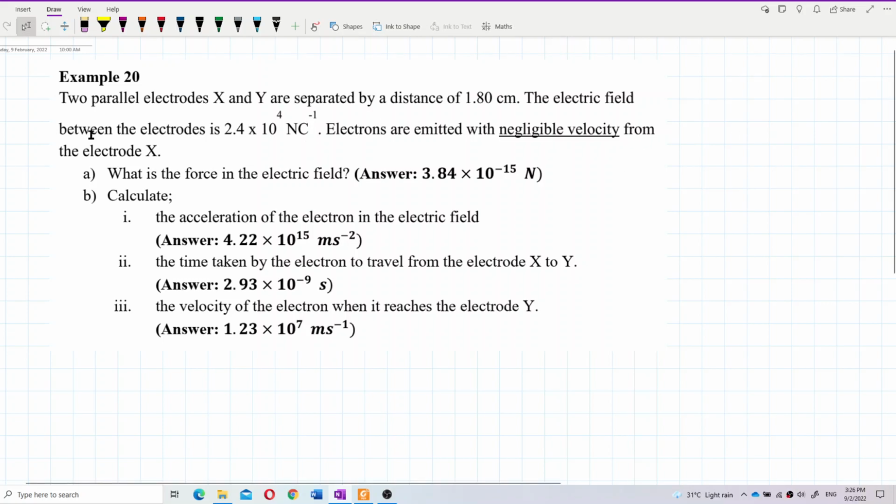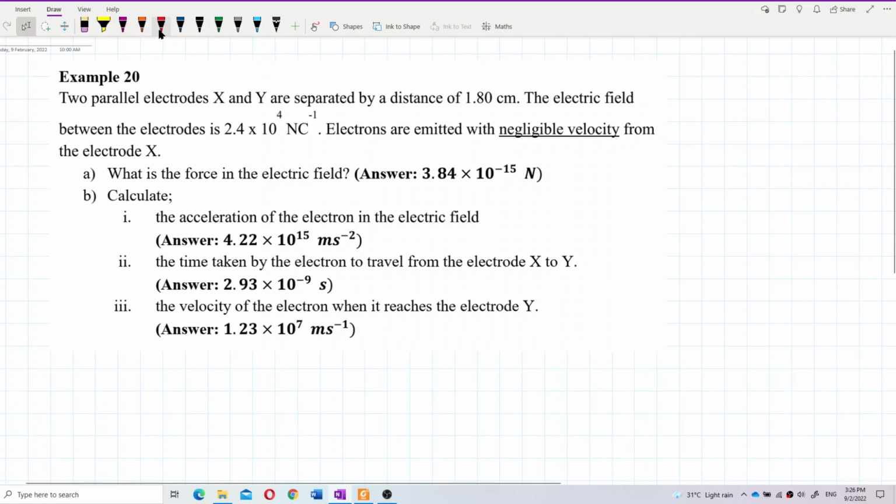Okay, two parallel electrodes X and Y are separated by a distance of 1.8 cm. The electric field strength between the electrodes is 2.4 × 10^4 Newton per Coulomb. Electrons are emitted with negligible velocity from electrode X. What is the force in the electric field? This is actually a very simple question.